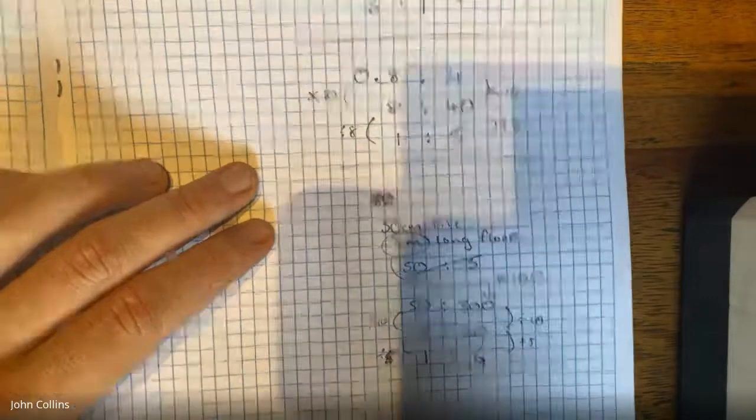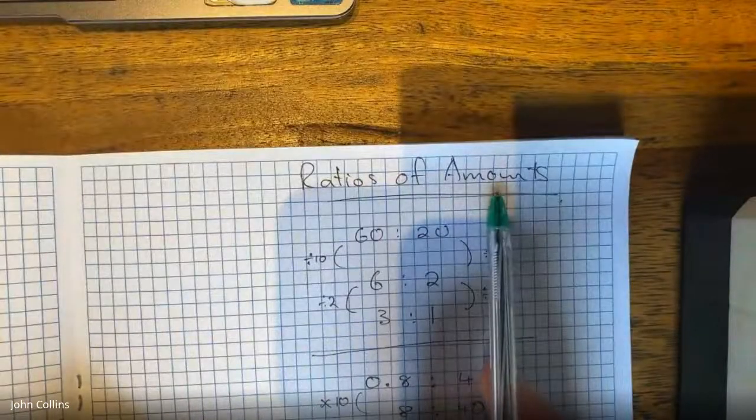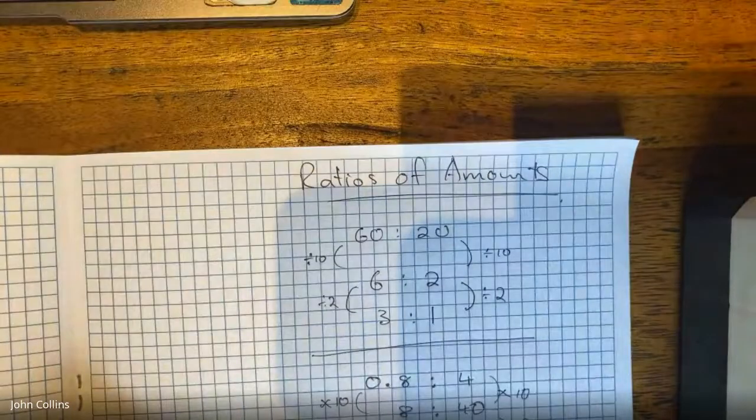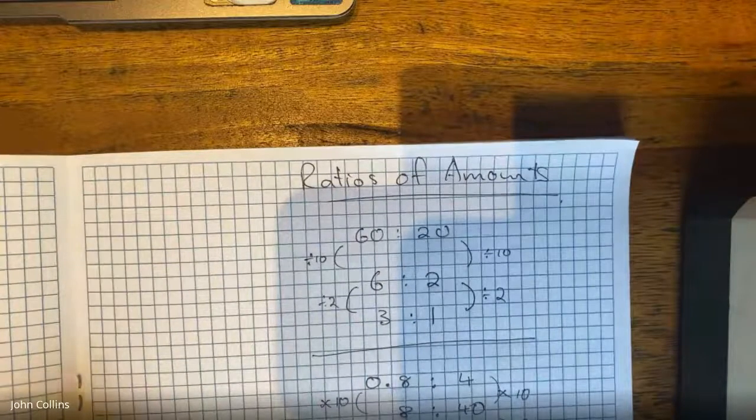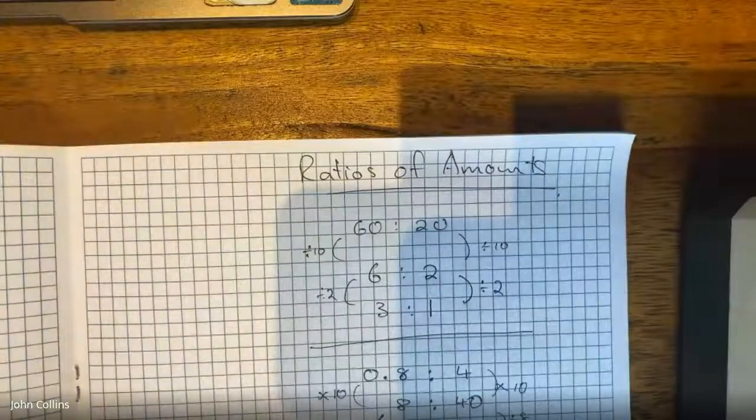Now, I started today by saying I'm going to talk about ratio of amounts. I haven't talked about it yet. I've just done simplifying ratios. Next, I'm going to do actual ratio of amounts. I'll turn the page for that.